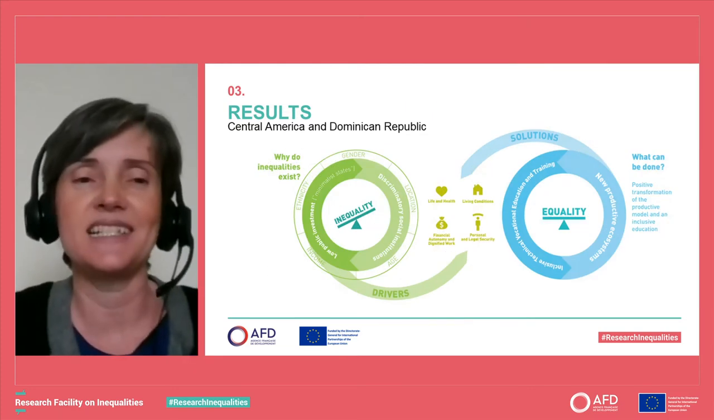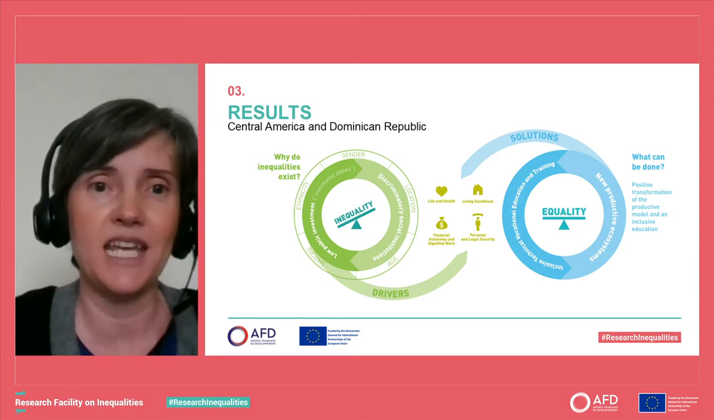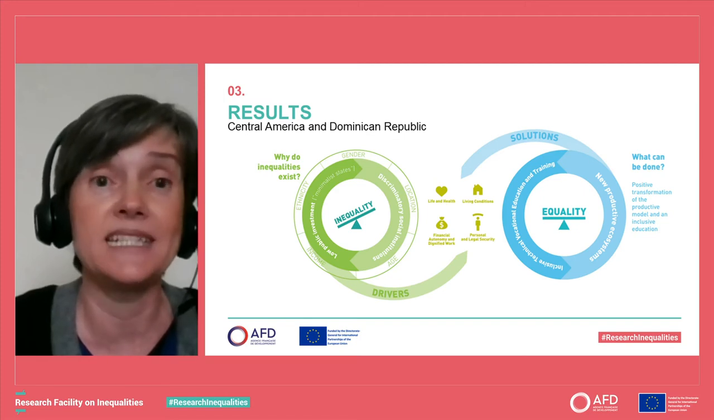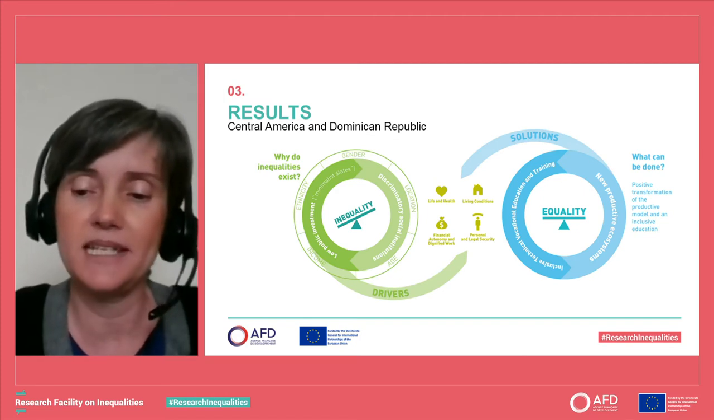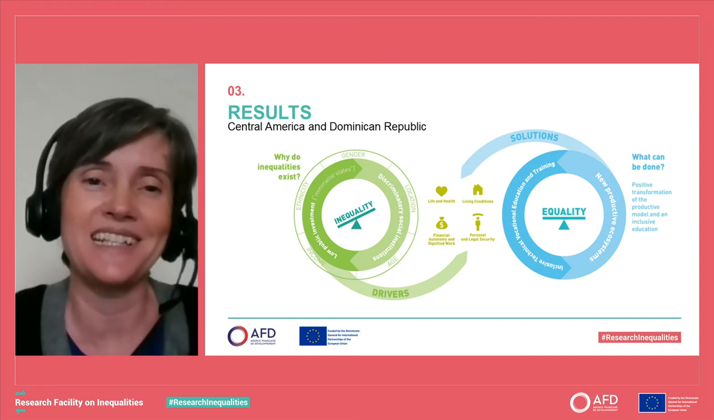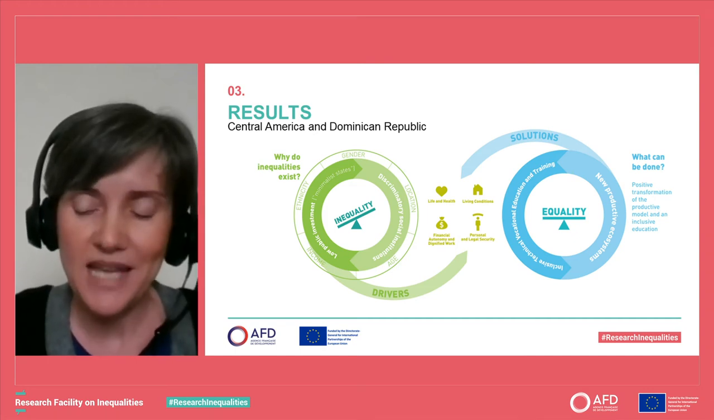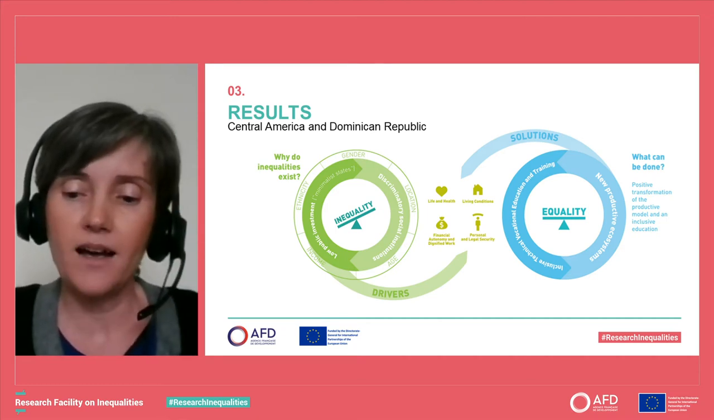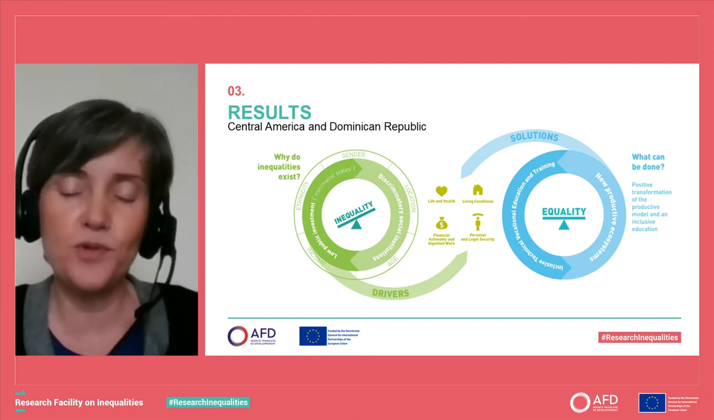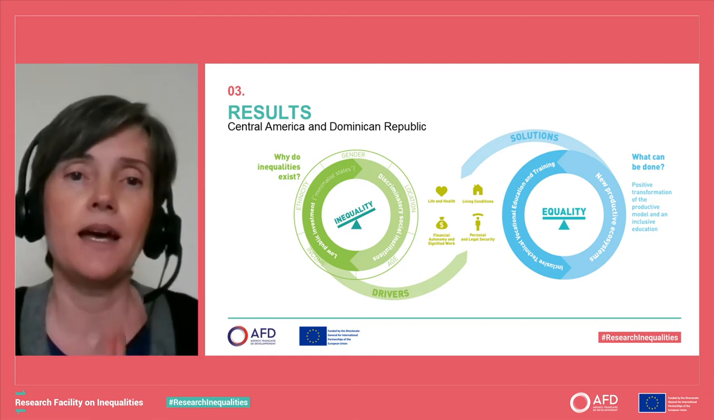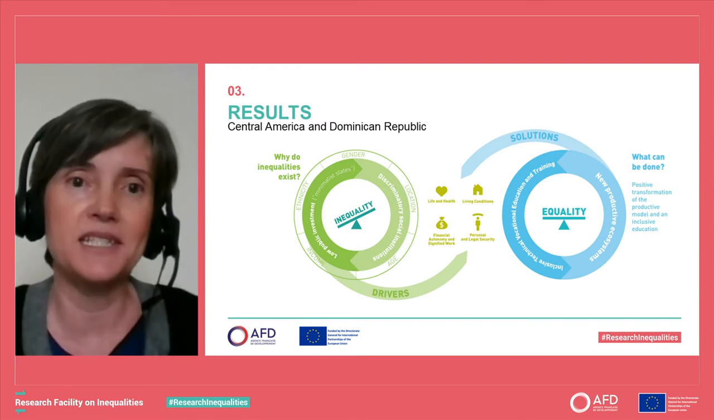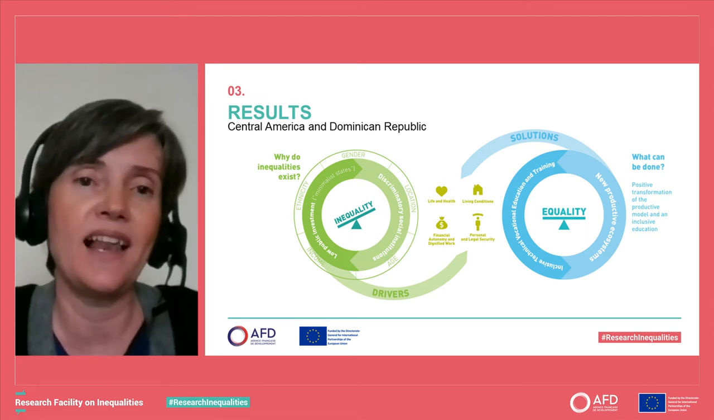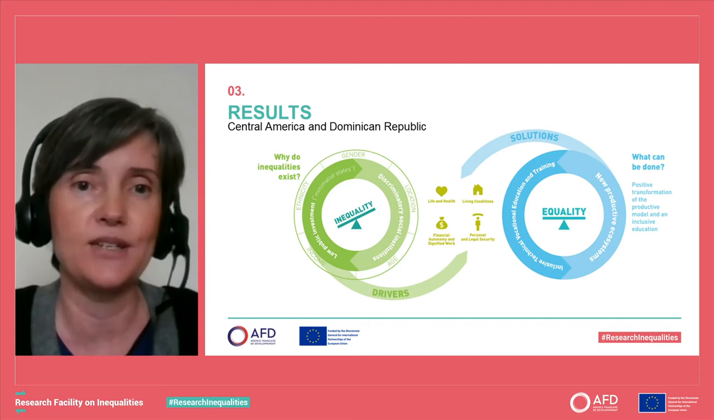In a similar way, as you can see in the chart, these are the results of applying the multidimensional inequality framework in Central America and Dominican Republic. In this case, the main policy recommendation is to build productive ecosystems in areas of social exclusion, to bridge the gaps in the labor market, and to particularly address or target women again and young people again, along with advocating accessible vocational and educational training.